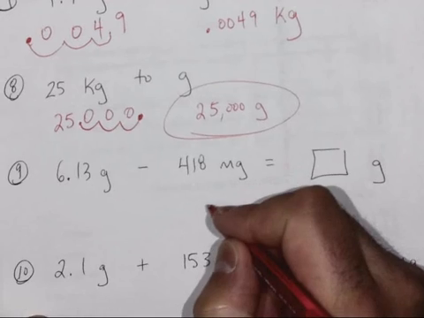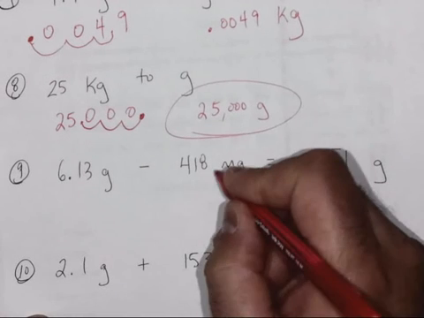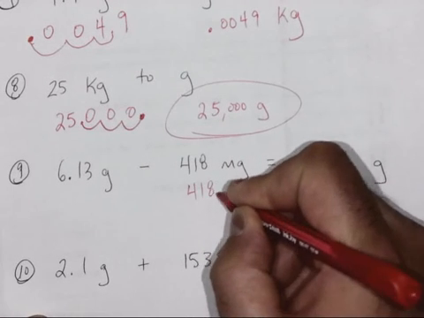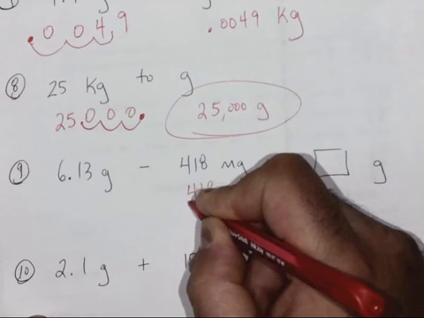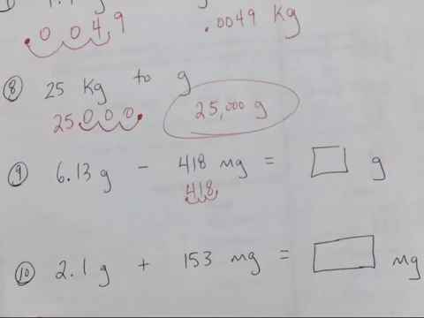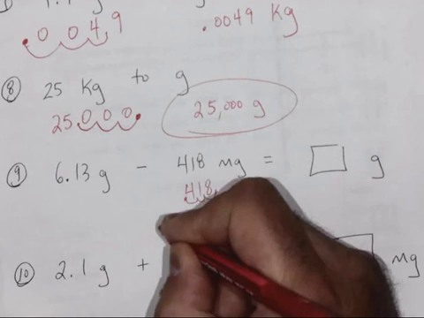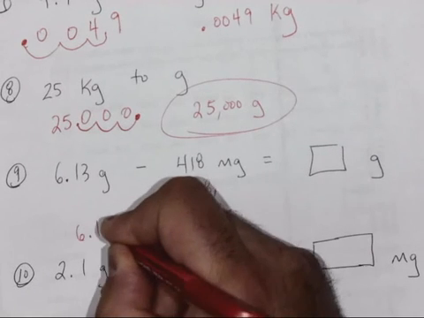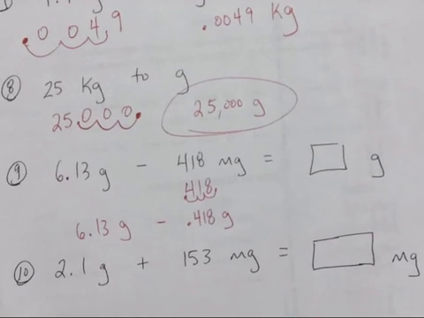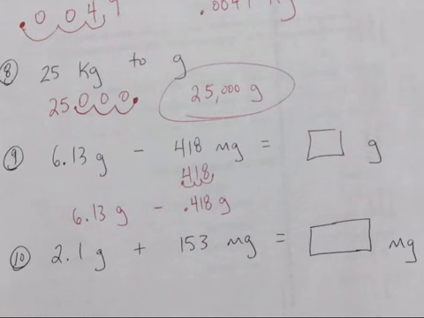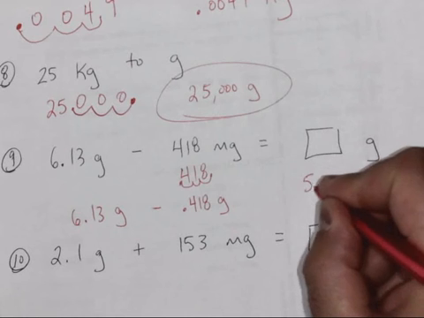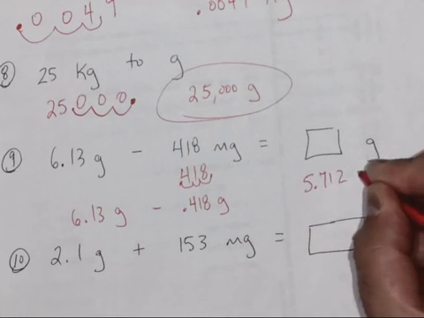So here is the decimal in 418. Move it to the left 3 times. So 418 milligrams is equal to 0.418 grams. And now that they're both in grams, it's easy for me to then just subtract the 2. So I get 5.712 grams.